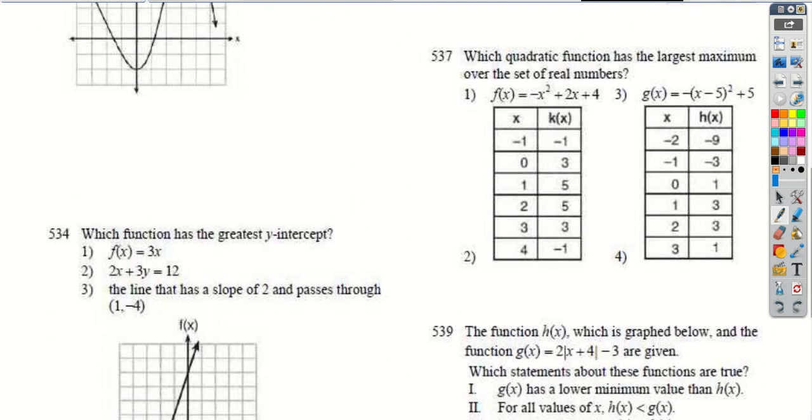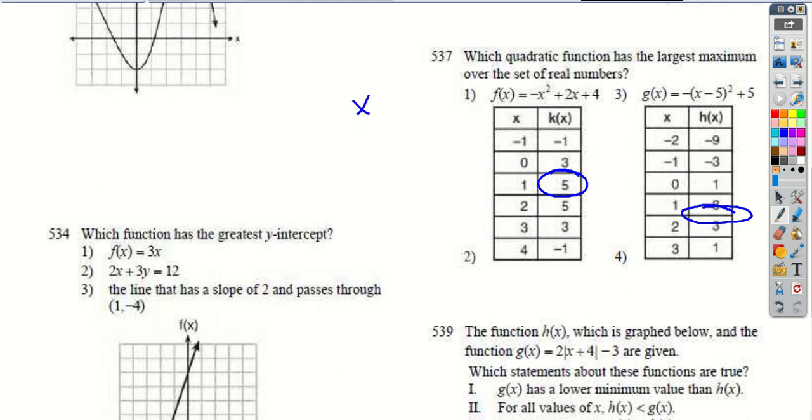Which quadratic function has the largest maximum? So same thing, we're going to want to graph these. We're going to want to compare. The maximum value in the graph is this y value. So I can see the turning point here is in between these two. So it's something like 3.5. So this is bigger.